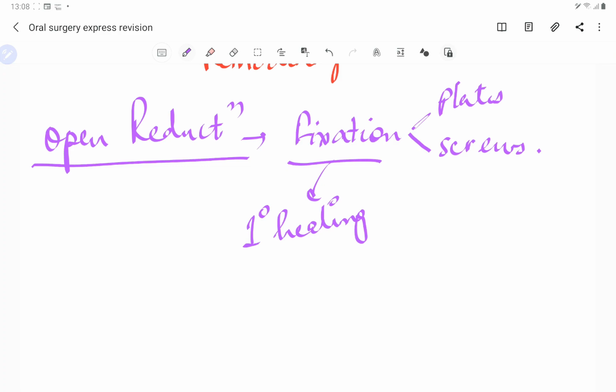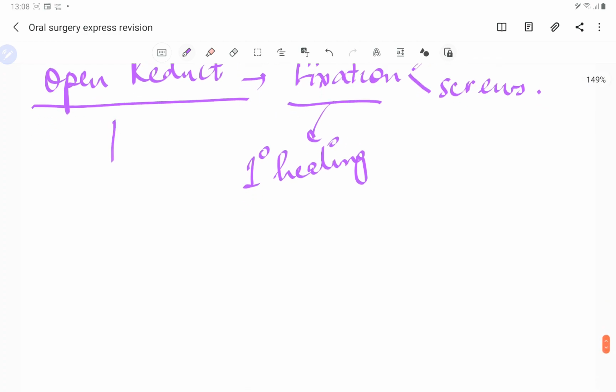Closed reduction, we have seen the natural healing process, which is the secondary healing. But in the open reduction, wherein we are going to open the fracture site and see the bone, we are going to take all these fragments back into position and put a plate or screws, which is what we call the internal fixation. And in the internal fixation, we see that there is a direct healing which takes place in the bone. So we have two kinds of open reduction. One is the gap healing, another one is the contact healing.